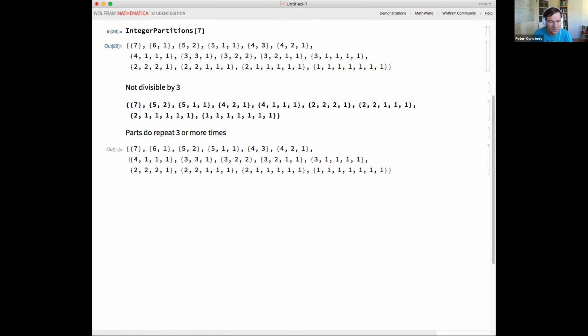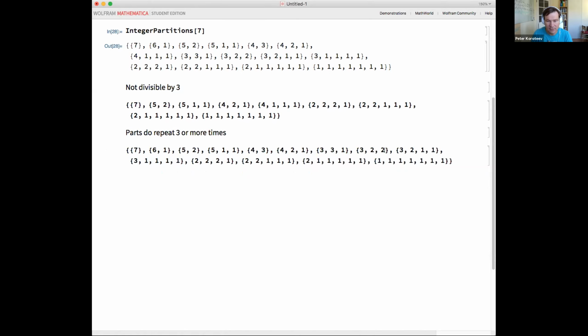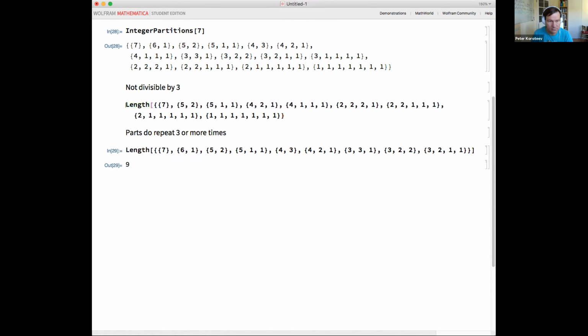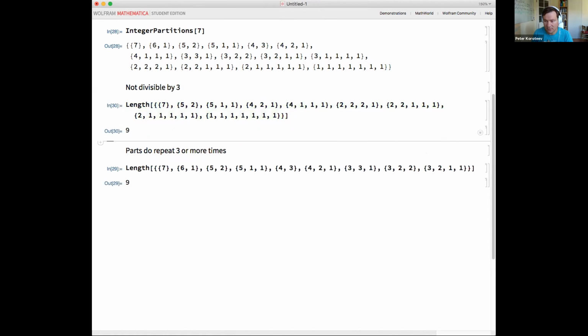Now 4, 1, 1, 1 repeats 3 times, right? 3, 3, 1 is okay. This is still okay. And all these guys we need to remove, because they have a repetition of 3 or more times. So how many do we have? 9 here, and 9 there, so that's the same number.